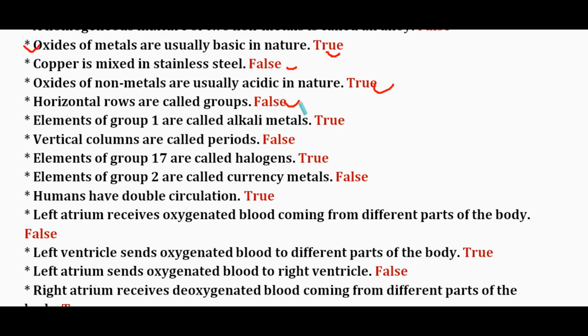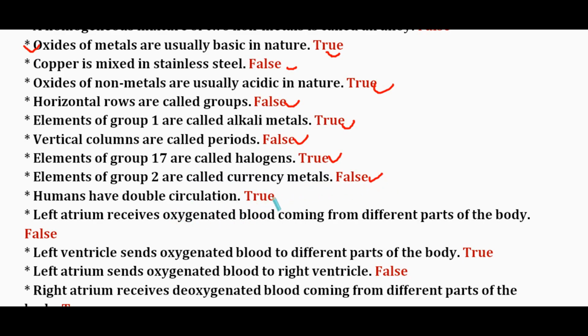Horizontal rows are called groups. False. Elements of group 1 are called alkali metals. True. Vertical columns are called periods. False. Elements of group 17 are called halogens. True. Elements of group 2 are called alkaline earth metals.